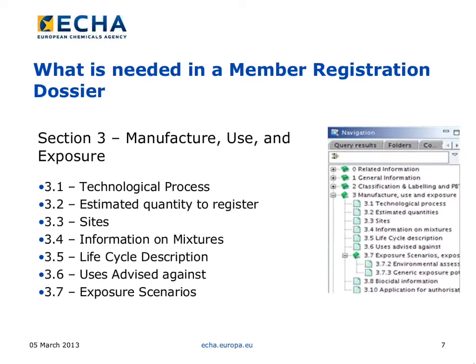So what else is needed in a member dossier? Section 3, which is manufacture, use, and exposure. Section 3.1, technological process, is essentially for EU manufacturers. 3.2 is the estimated quantity that you want to register. 3.3 is sites, that is also essentially for EU manufacturers. Sections 3.5 and 3.6 are a breakdown of your uses, and this can sometimes be provided to you by the lead as well. And section 3.7 is exposure scenarios.